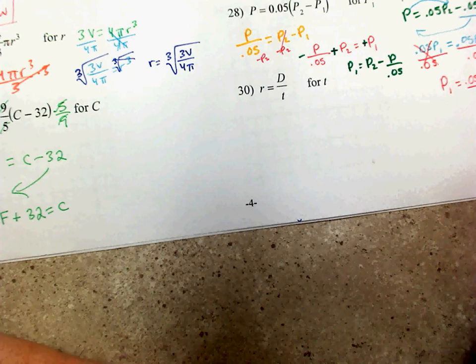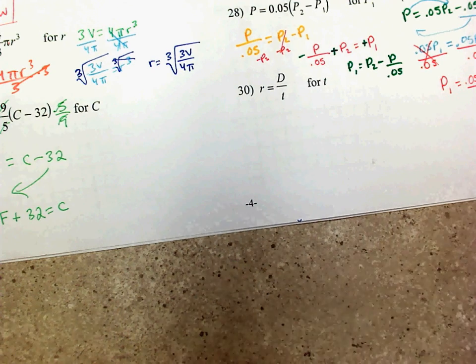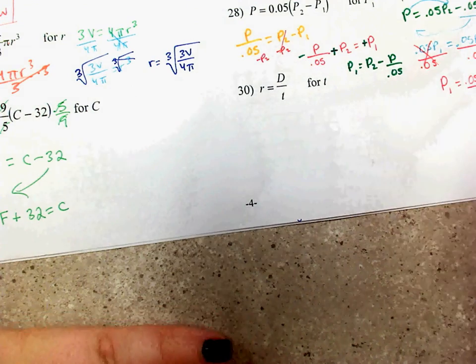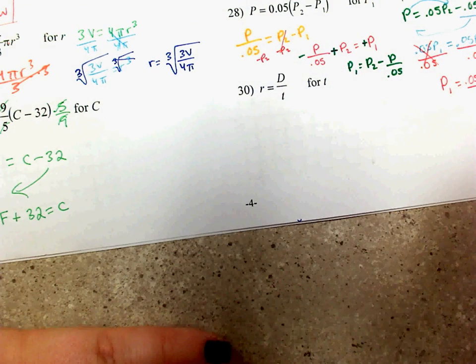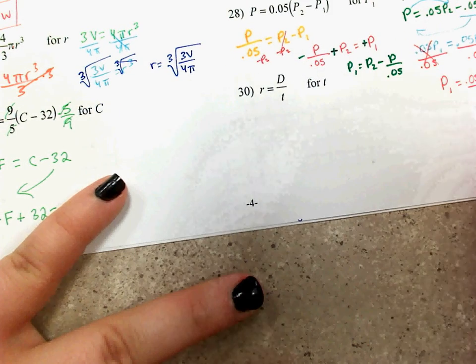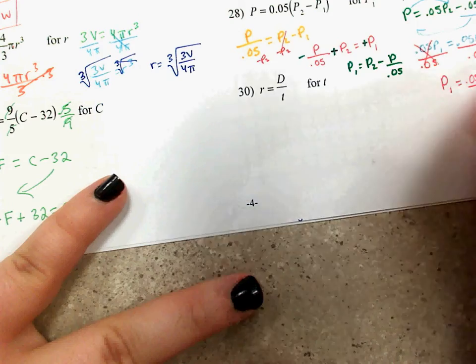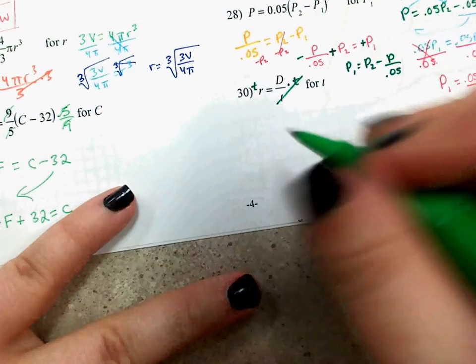Because t is in the denominator, and it's what I need to solve for, I don't want it in the denominator, so I'm going to multiply both sides by t. It gets it out of the denominator. So I've got tr equals d. I want to solve for t, so divide by r. Distance divided by rate. And if you notice, these two just end up switching.